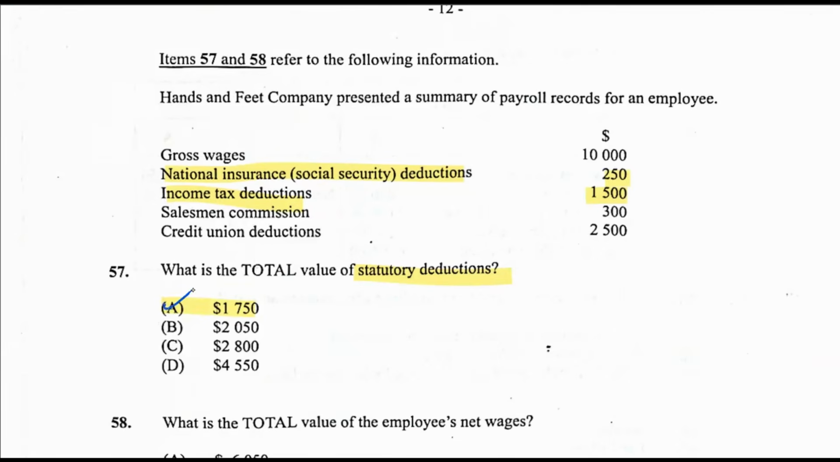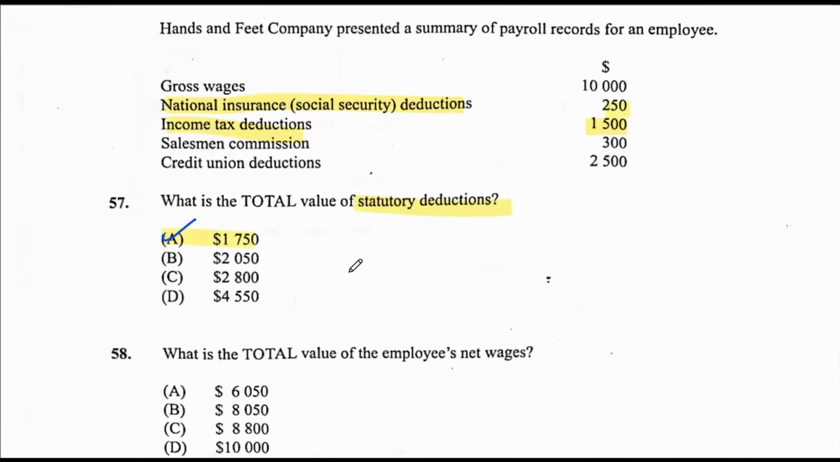Good job. Alright, question 58. What is the total value of the employee's net wages? Alright, guys, you know this one. It'll be the gross wages plus any additional income, so 10,000 plus salesman commission because that's an income, so 10,000 plus 300, right? That's his total income there.